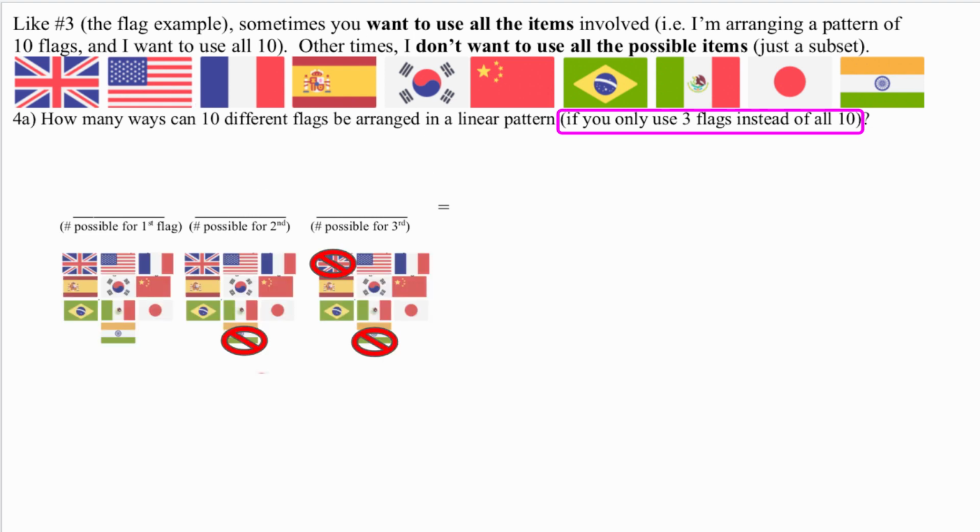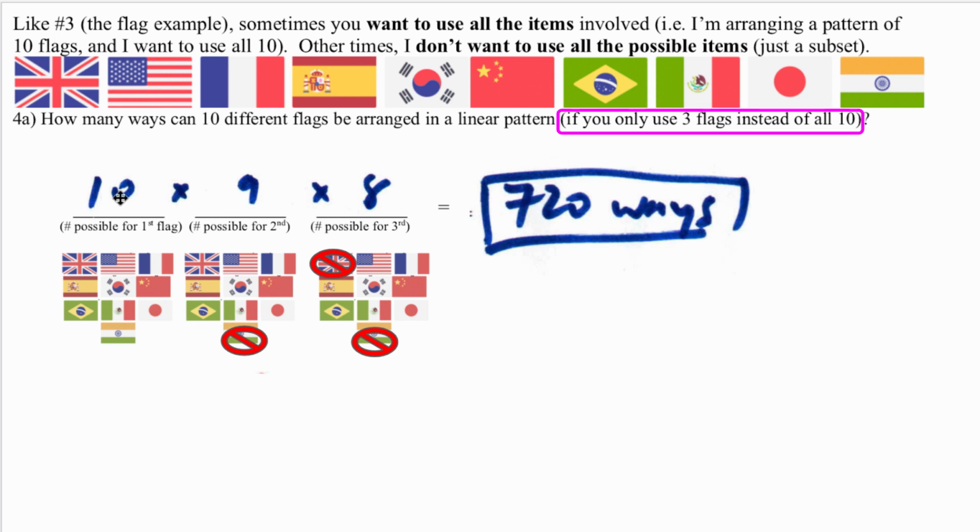Right, so just like before, I've got 10 possible here. I pick that one, so I have 9 possible, and then 8 possible. And I don't go all the way down 10, 9, 8, 7, 6, 5, 4, 3, 2, 1 because I'm only using 3 flags. So it would look like this: 10 times 9 times 8, stop, and that's 720. So you cannot say 10 factorial.